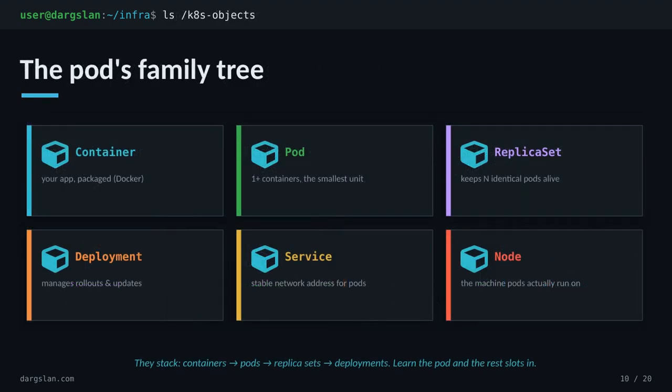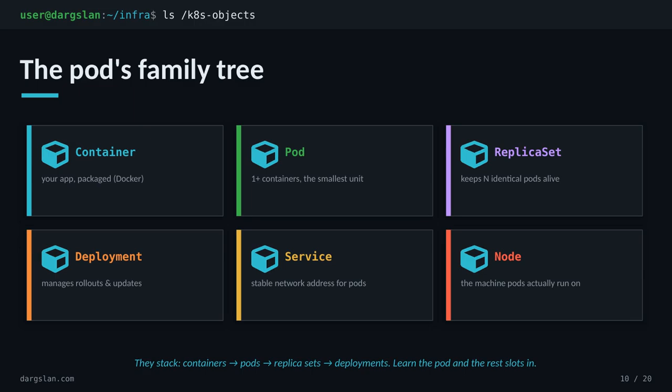So let's put the whole family on one board. Your container is just your app packaged. The Docker part you already know. A pod wraps one or more of those containers into the smallest deployable unit. A replica set keeps a fixed number of identical pods alive, and a deployment sits on top of that, handling rollouts and updates. A service gives those pods a stable network address, since pods themselves come and go.